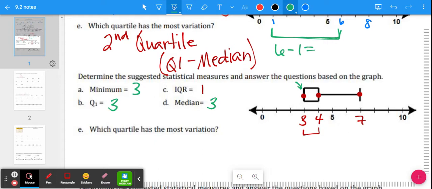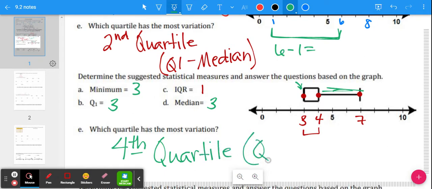So which quartile has the most variation? Which one's the most spread out? Is this one right here, which is the 4th quartile, which is really from Q3 to the max.